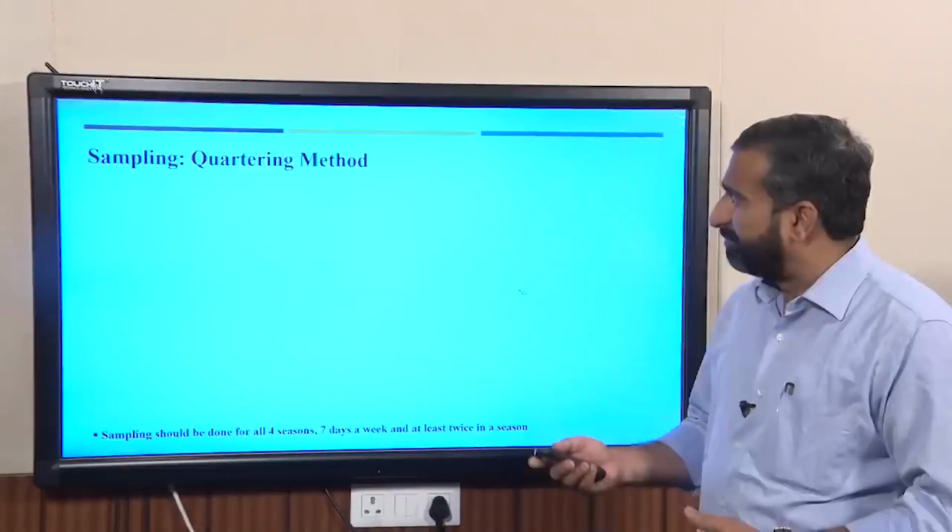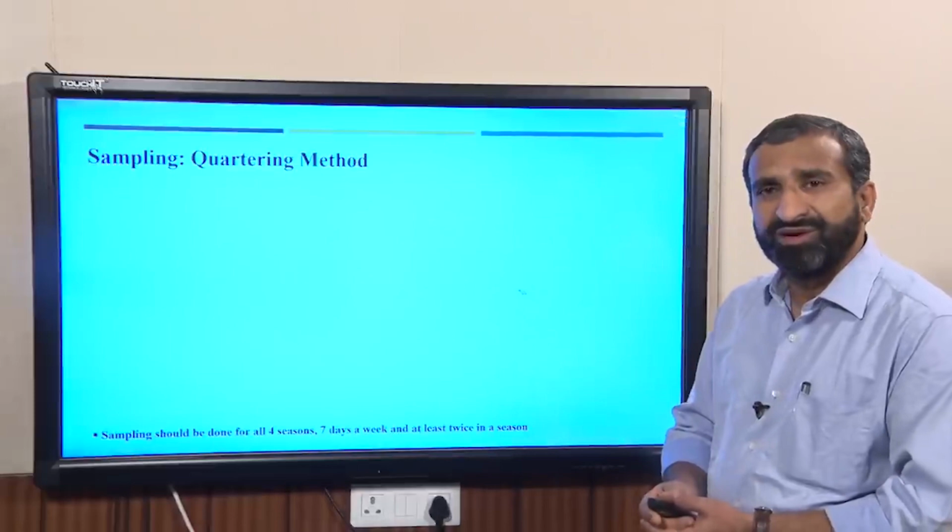Normally we do sampling by the quartering method. This method is given by NEERI, the National Environmental Engineering Research Institute, Nagpur. This method is called the quartering method. Normally, sampling should be done in the 4 seasons of the entire year. So sampling itself is very difficult for solid waste.